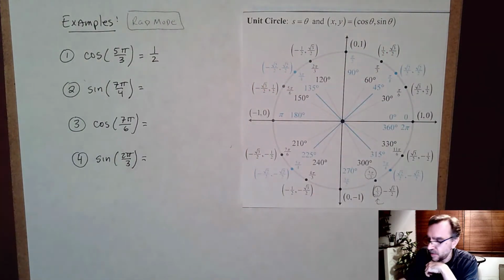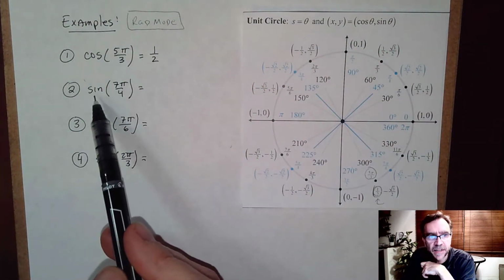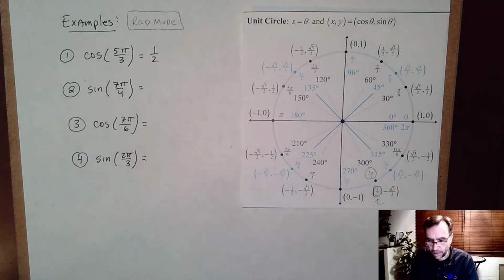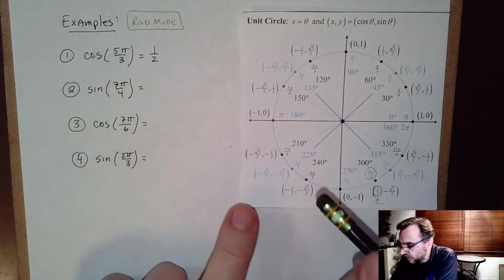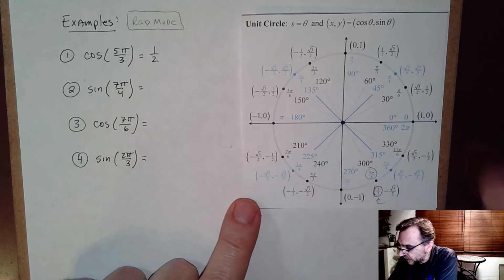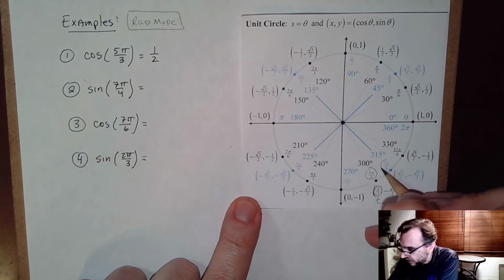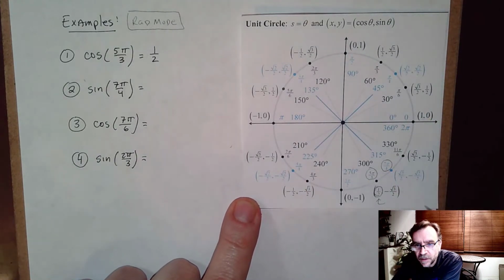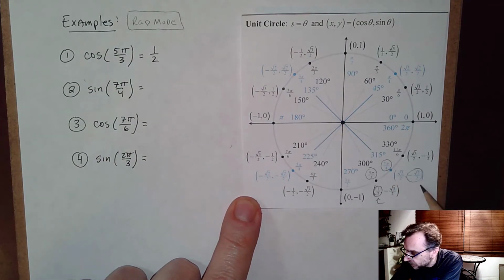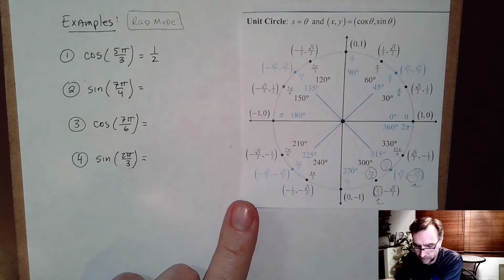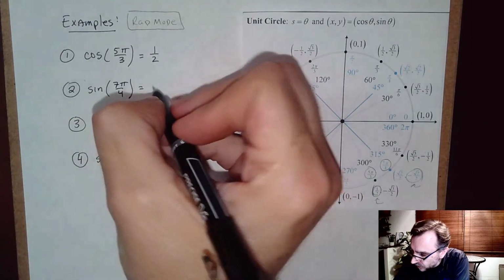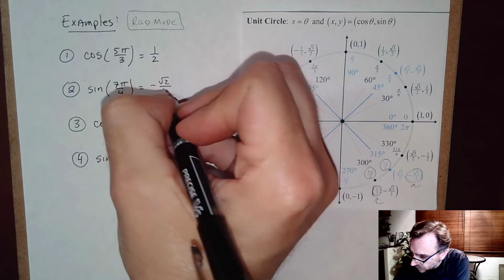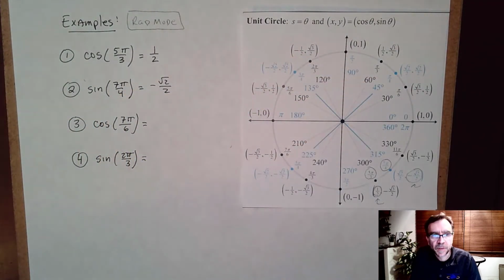All right, so next up, they want us to find sine of 7 pi over 4. So looking on my unit circle diagram, I can see 7 pi over 4 lands me over here again in Q4. And this time we're looking for sine. So sine is the y value in the coordinate. So I'm looking there, and I can see that's going to be negative root 2 over 2. So hopefully you can see this is pretty handy.